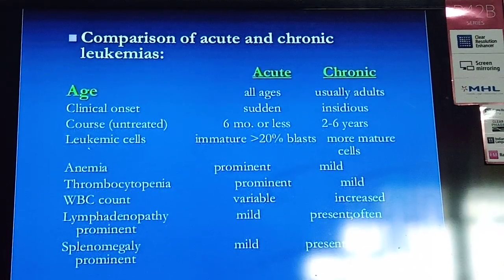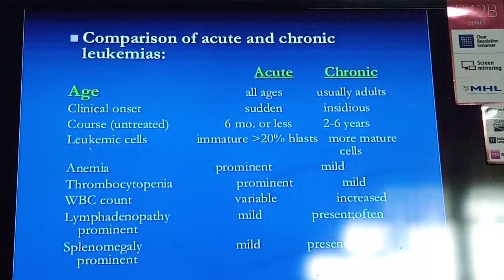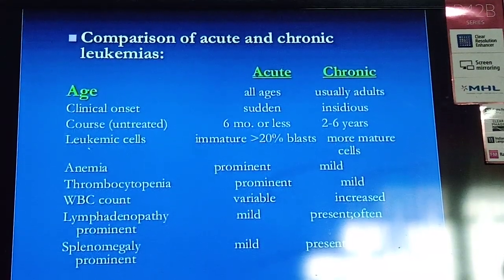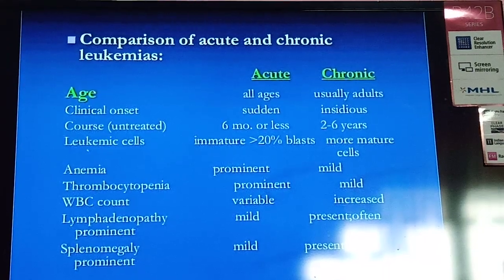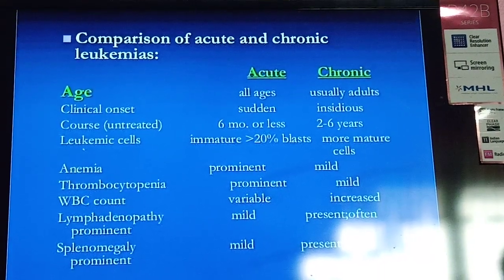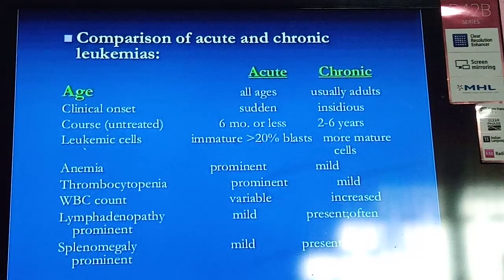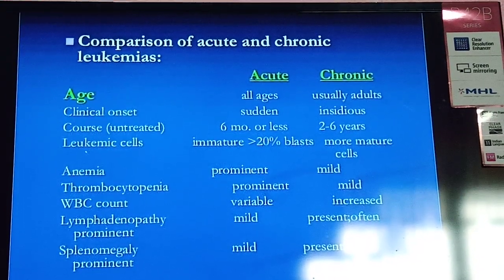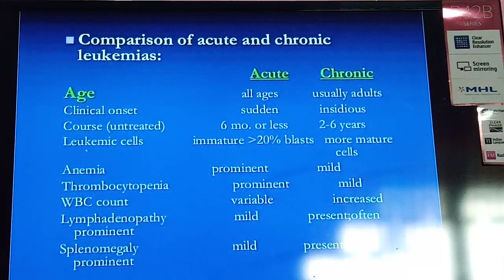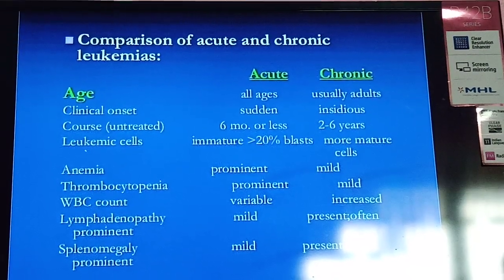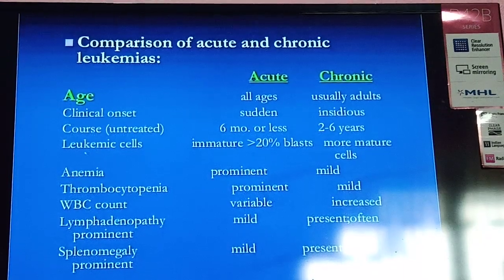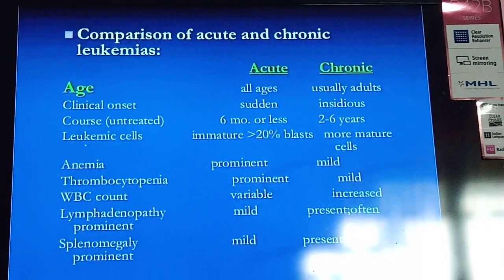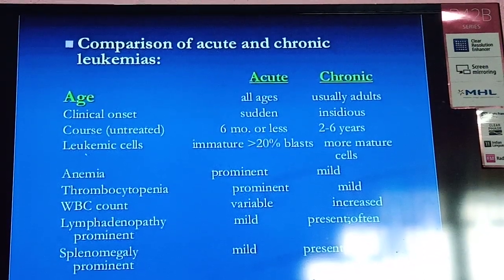Anemia is usually more prominent in acute leukemia. In chronic leukemia, anemia is mild. Thrombocytopenia is prominent in acute leukemia, but mild in chronic leukemia. WBC count is variable in acute leukemia, but in chronic leukemia the total WBC count is usually increased. Lymphadenopathy is prominent in chronic leukemia, but mild in acute leukemia. Splenomegaly is prominent in chronic leukemia, but mild in acute leukemia.